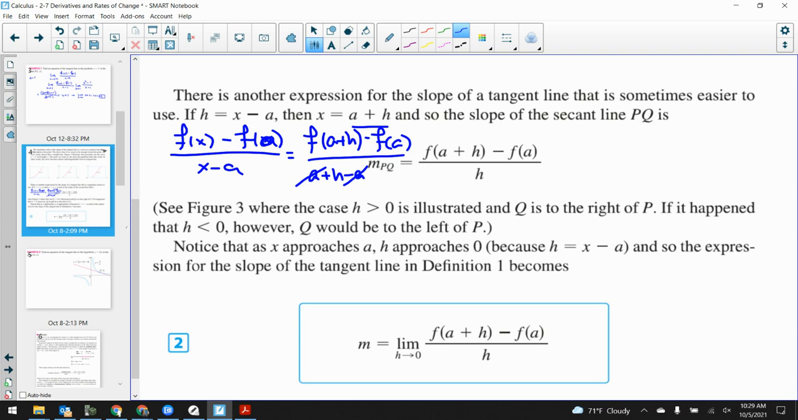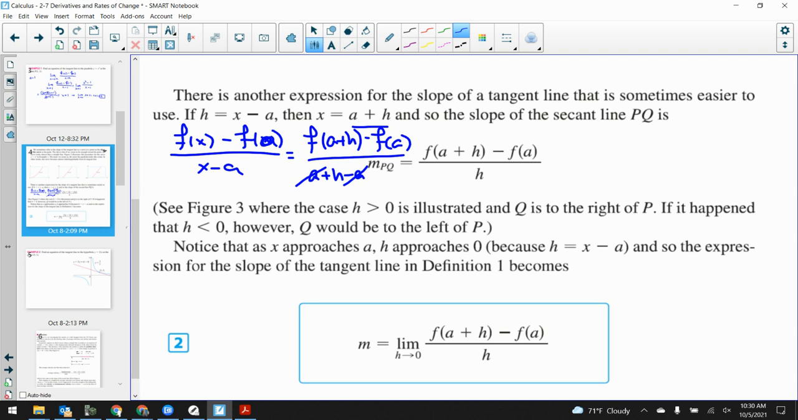This one is a little bit more useful because look at the denominator. The denominator is no longer a binomial, where it was like x minus a. It's just a single term, which is usually just a number. And it's easier to evaluate when I have just a single term in the denominator. So that's why you see just an h in the denominator.